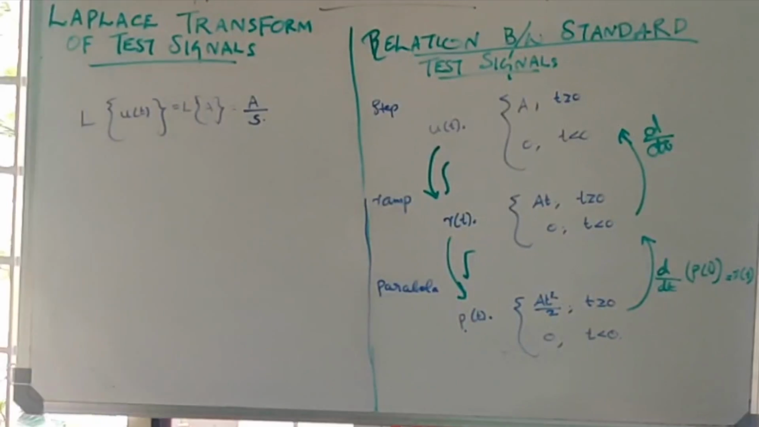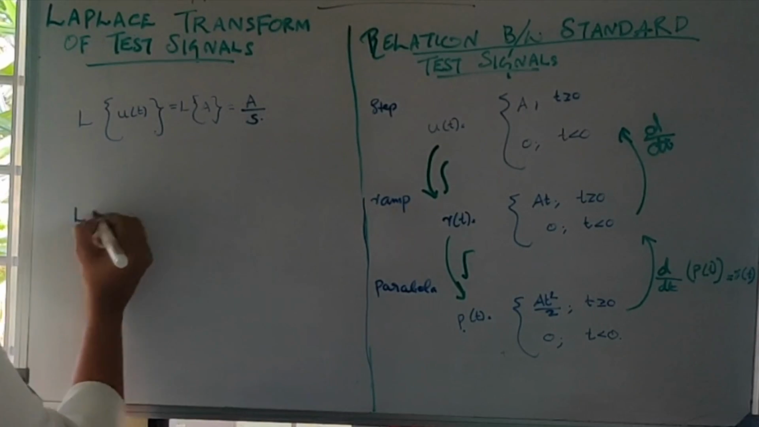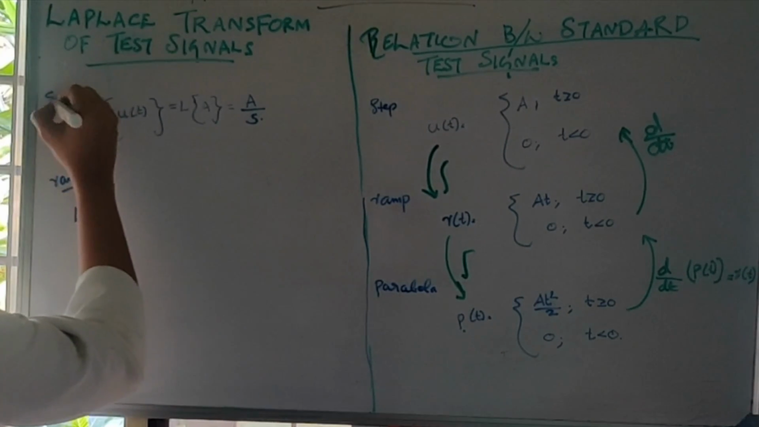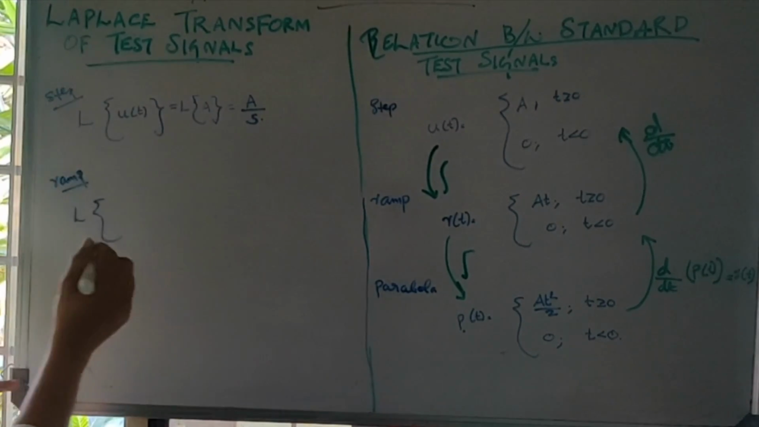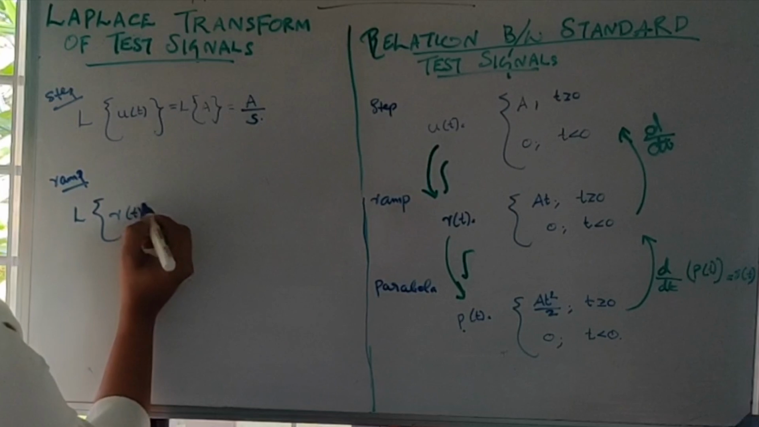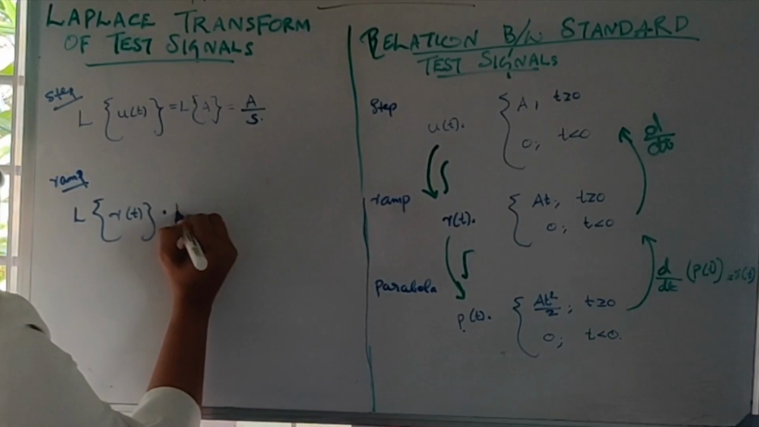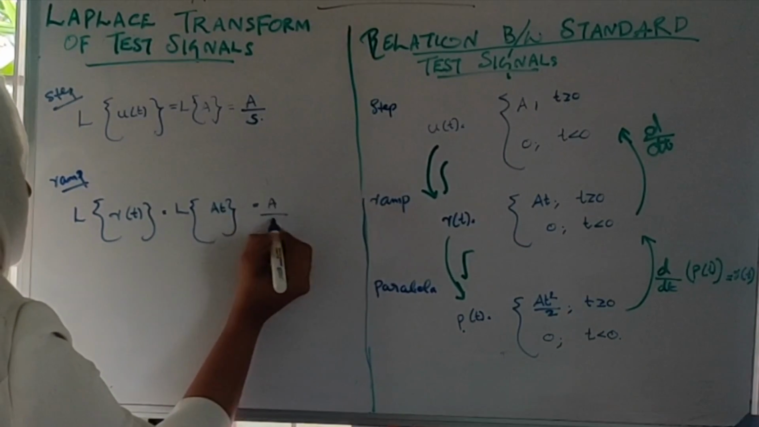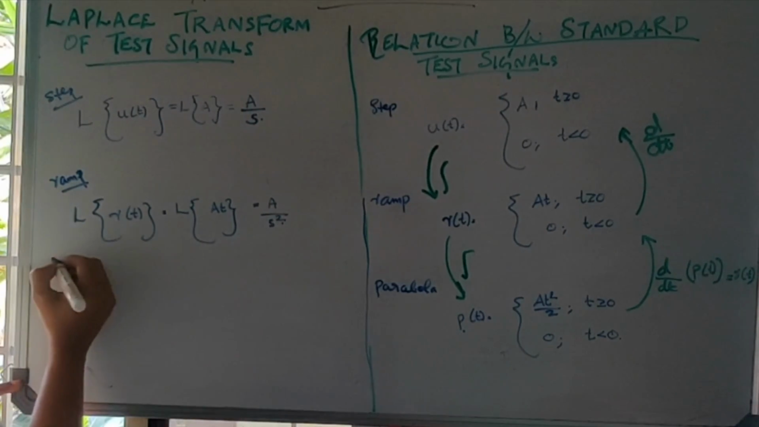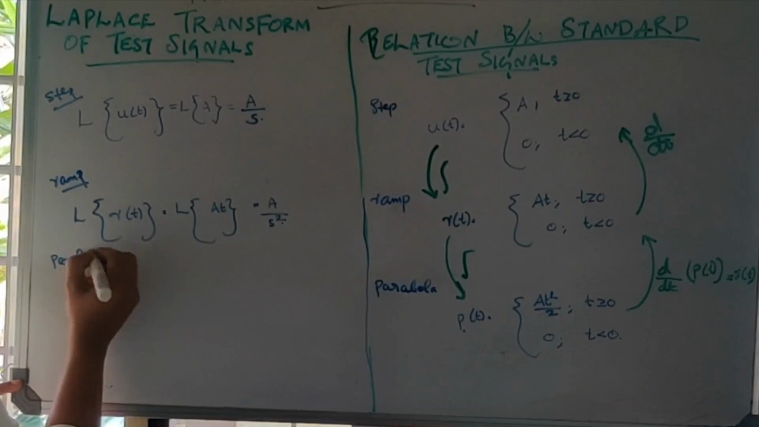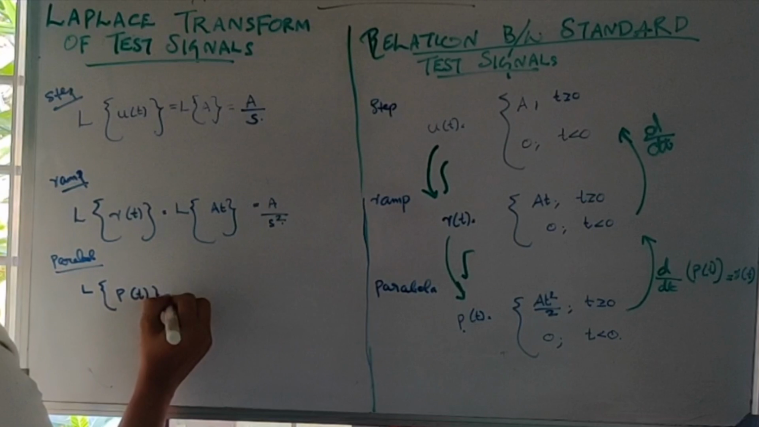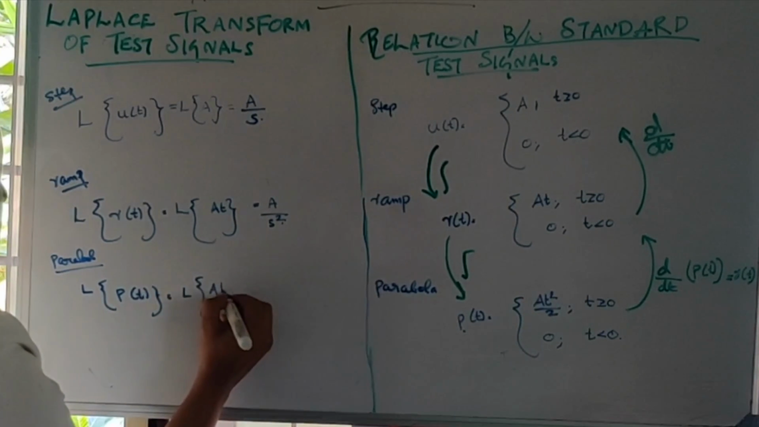So this was the step. Now the ramp. What is the Laplace transform of a ramp signal? Laplace of r of t equals Laplace of A t, that is A by s square. Now coming to the parabola, Laplace of p of t is equal to Laplace of A t square by 2, that is A by s cube.